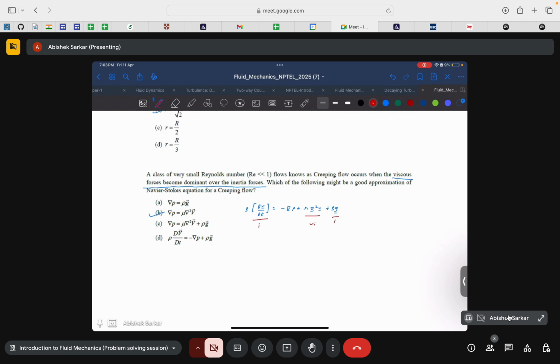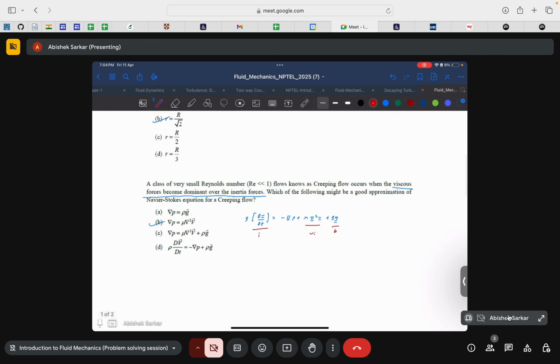and these are the body force terms. Okay, so if we assume that the body force terms are not that significant, and it is mentioned that the viscous force dominates over the inertia forces, then the only two terms that we have in our equation would be the pressure gradient term equivalent to the viscous term, mu del square V. So the governing equation that satisfies it would be this one.